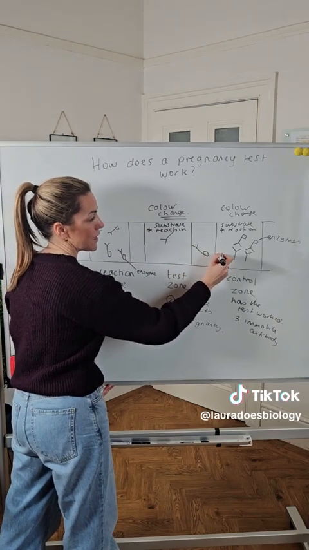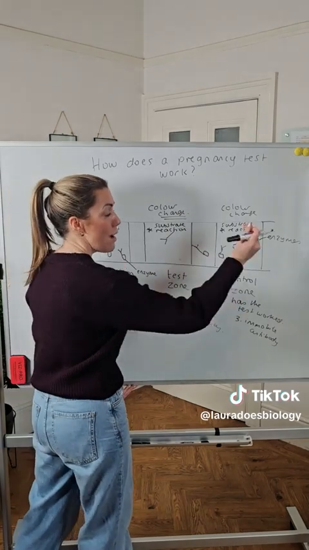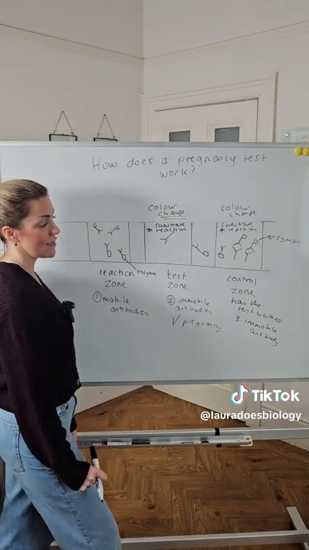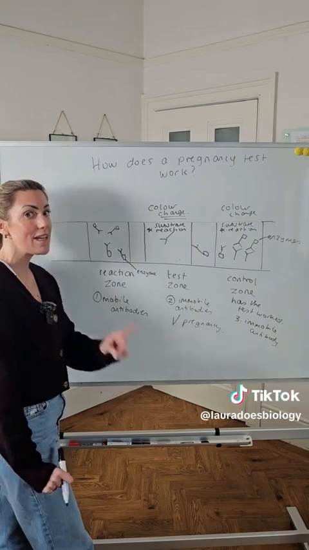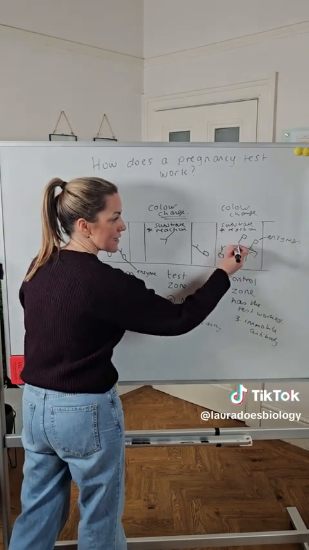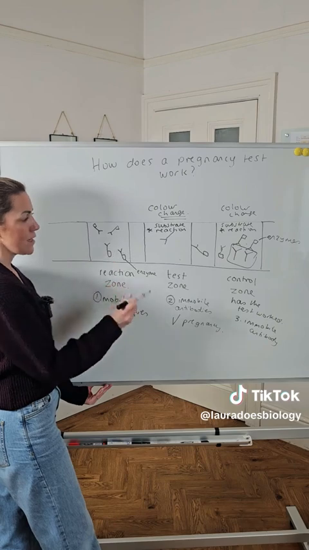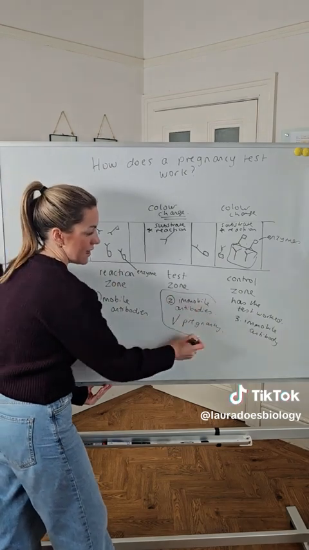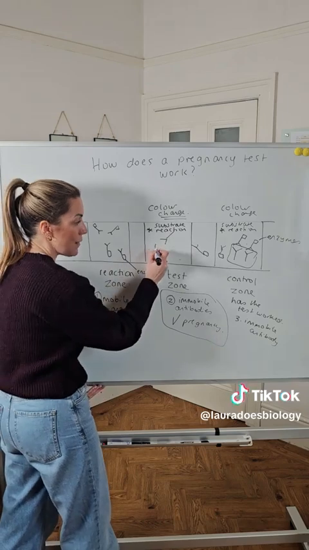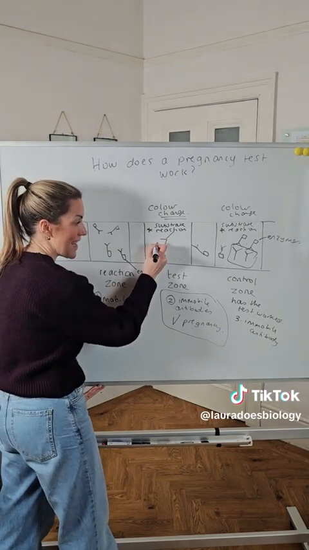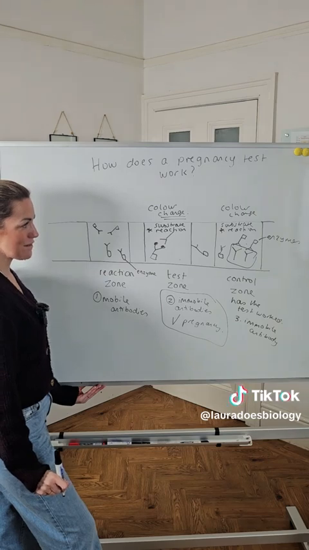They will keep on moving along because there's no HCG, so they couldn't bind to the immobile antibodies in the test zone. They'll keep moving along, but they can bind to the immobile antibodies in the control zone. So you'll still get a colour change in this window, even if not pregnant, because these mobile antibodies just bind to the immobile antibodies, okay? These are the ones in this test zone. The immobile antibodies that are fixed here will only bind to the first antibody if it had HCG bound to it. How do we feel about this one, guys?